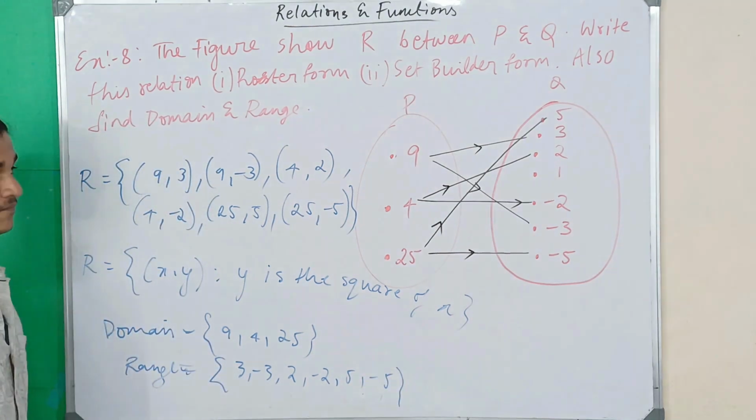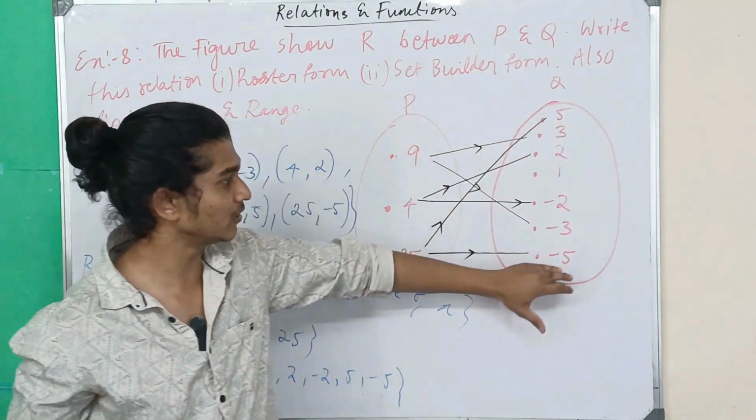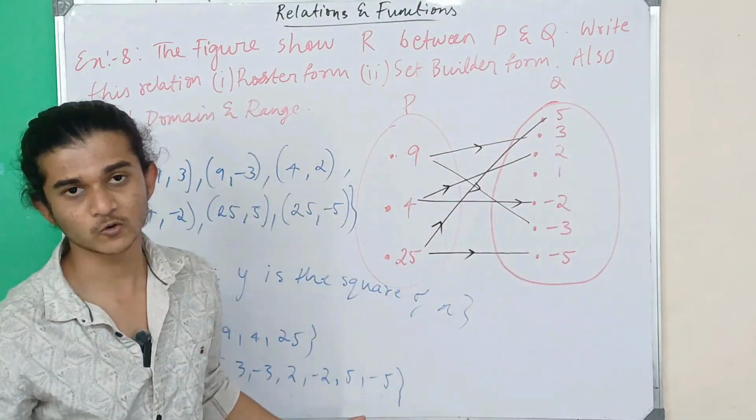What if they ask codomain? All the elements which are there in this set, it's basically a codomain.